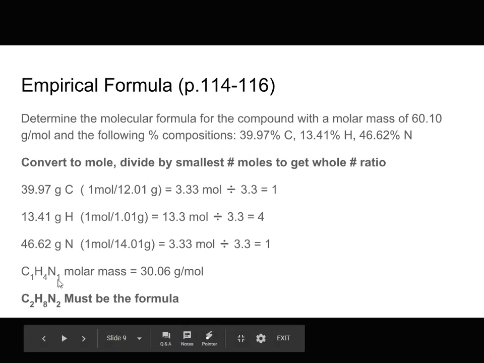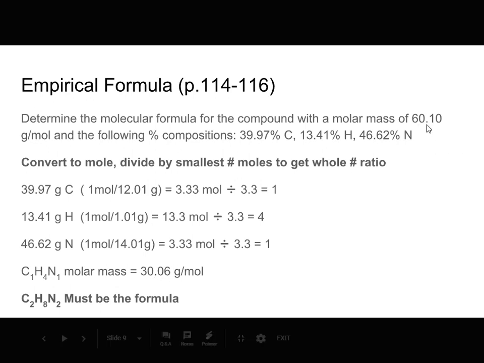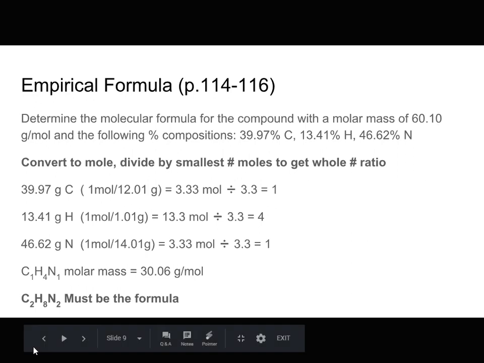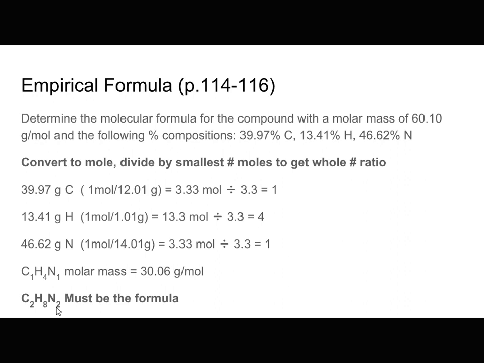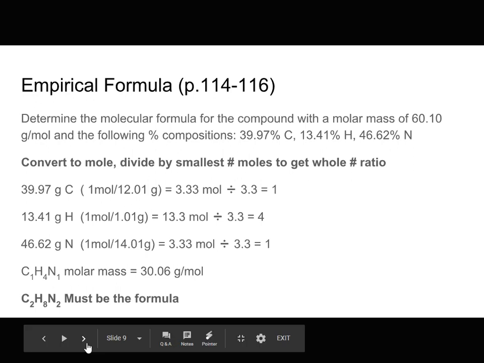C1, H4, N1. And if I looked at that compound, that'd have a molar mass of 30.06 grams per mole. Looks to me that the molar mass in this compound is twice as large, so I doubled everything. C2, H8, N2. Again, empirical formula is another topic that is not of high emphasis for us, but it is something to be aware of.